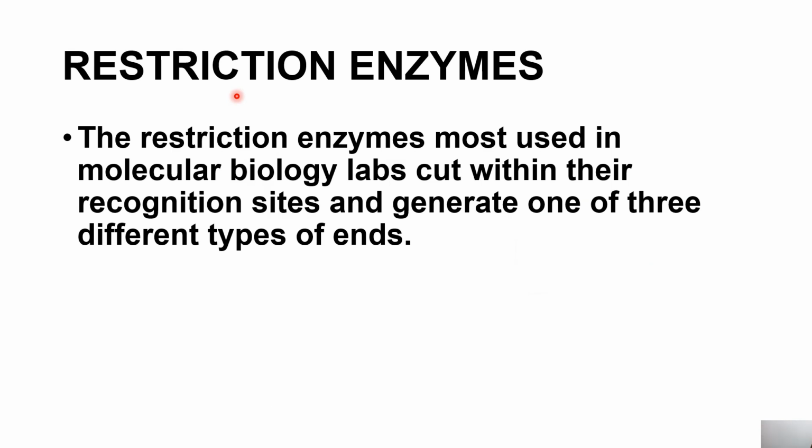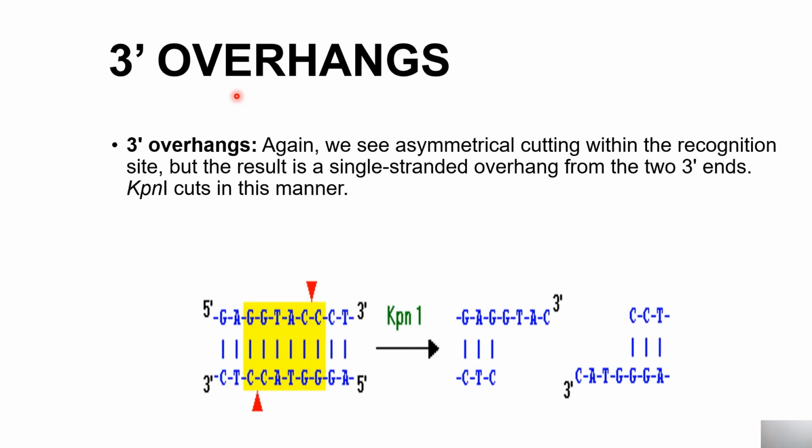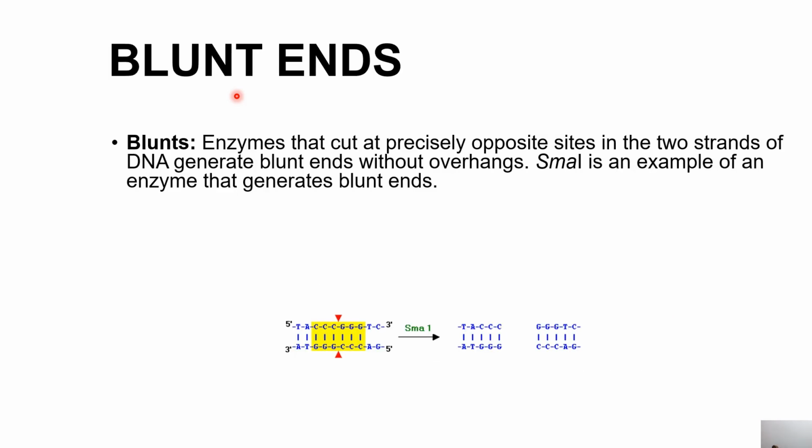The enzymes most used in molecular biology labs cut within the recognition sites and generate one of three different types of ends. So they can have 3' overhangs. We see asymmetrical cutting within the recognition site, where the result is a single stranded overhang from the two 3' ends. For example, KpnI cuts in this manner. Then we have blunt ends, where enzymes cut at precisely opposite sides in the two strands of DNA and generate blunt ends without overhangs. SmaI is an example of an enzyme that generates blunt ends.